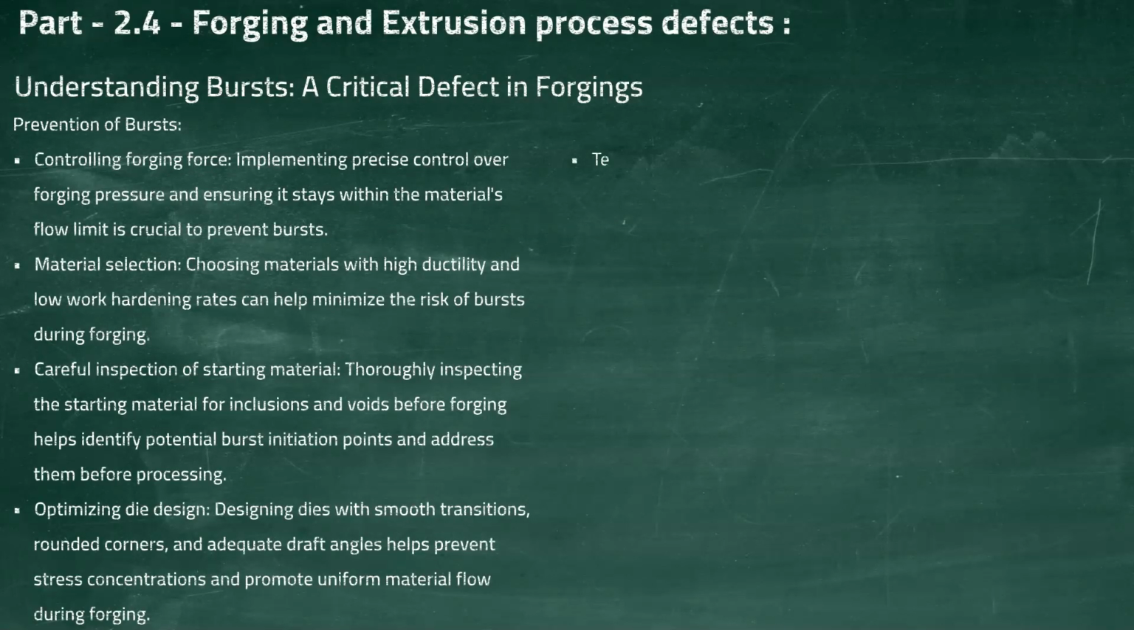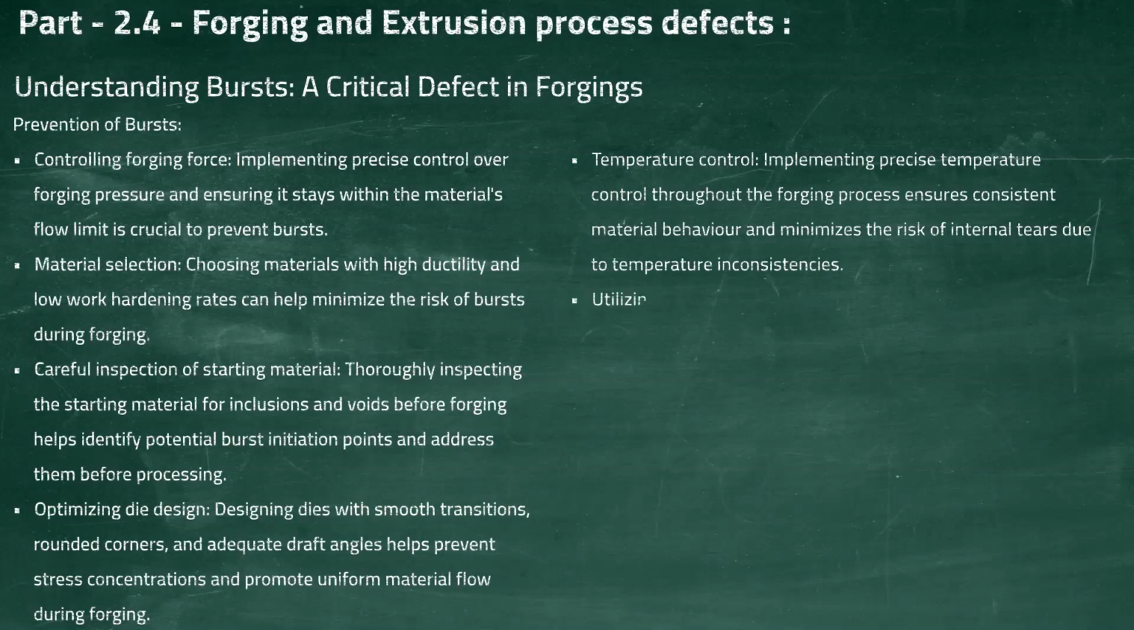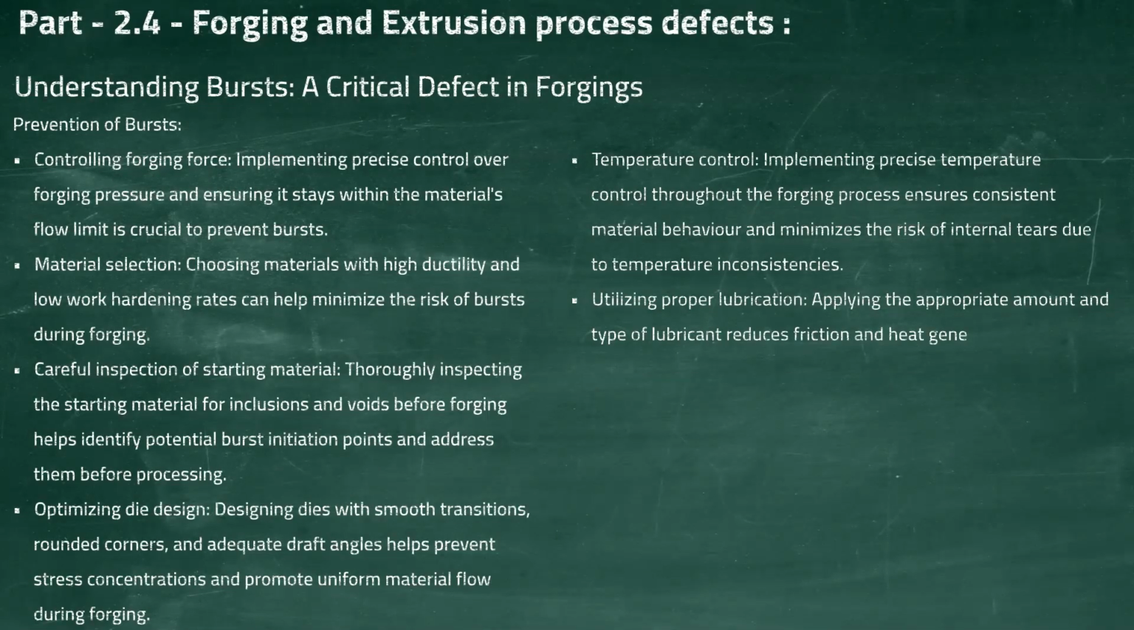during forging. Temperature control. Implementing precise temperature control throughout the forging process ensures consistent material behavior and minimizes the risk of internal tears due to temperature inconsistencies. Utilizing proper lubrication. Applying the appropriate amount and type of lubricant reduces friction and heat generation, minimizing the development of stresses that could lead to bursts.